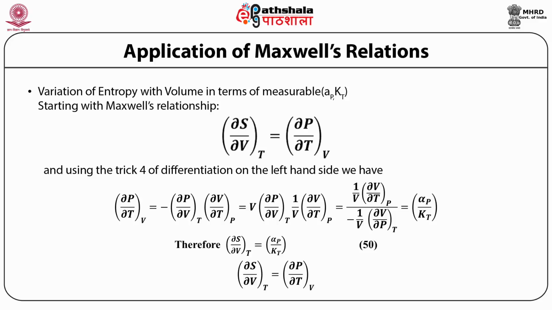multiplied by 1 upon V into delta V upon delta T at constant pressure, which is equal to 1 upon V delta V upon delta T at constant pressure divided by minus 1 upon V delta V upon delta P at constant temperature, which is equal to alpha P upon Kt, the ratio of coefficient of thermal expansion to isothermal compressibility. Therefore, delta S upon delta V becomes equal to alpha P upon Kt.